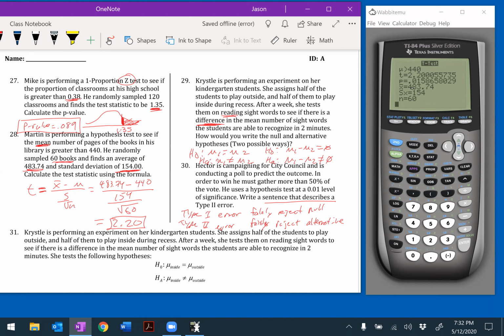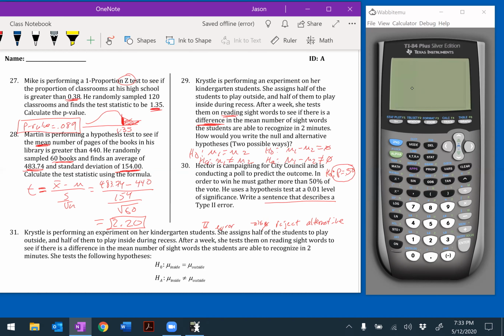Okay, so if we're falsely rejecting the alternative, what would be the null in this case? The null would be that he needs 50% to win. So we would falsely accept the null, right? We would falsely reject the alternative, which means that we would falsely accept the null. Okay, that makes sense. It says write a sentence that describes the type 2 error.